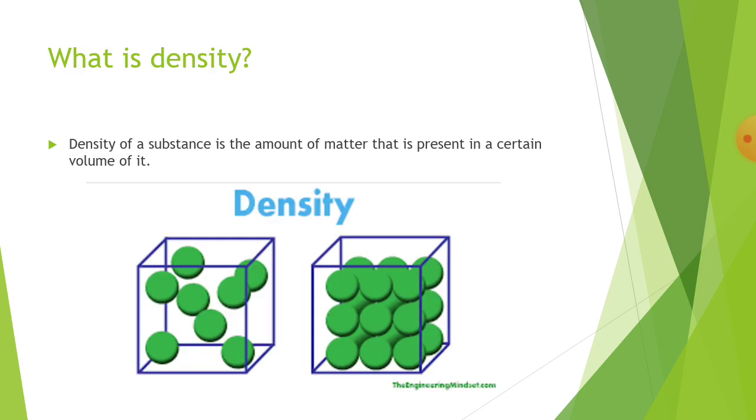What is density? Density of a substance is the amount of matter that is present in a certain volume of it. This means how much matter is present within a certain space. As we can see, we have two boxes. They are about the same size and the same shape, but the amount of matter present in each of them is different from the other. One has more matter than the other, so we can assume that one of them is definitely heavier than the other. And this is the density. It is how heavy something is for its size, or how much matter is present in a certain volume.